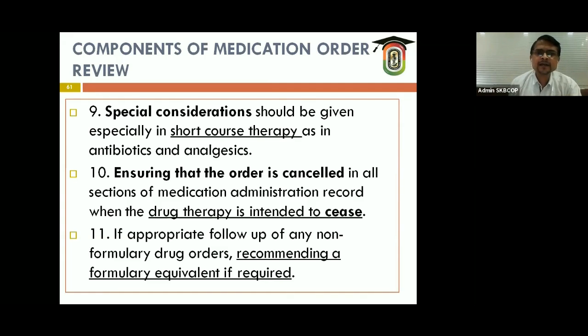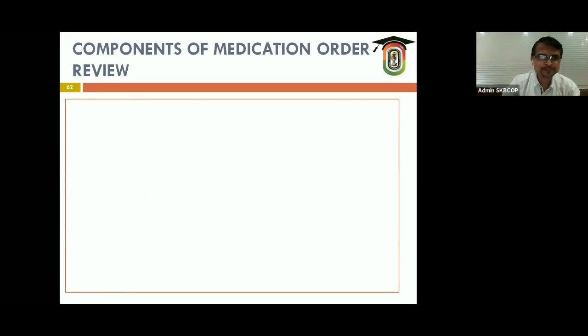ऐसा कोई एक आधा ड्रग है जो फॉर्मुलरी में नहीं है और वो लिखा गया है, सो फार्मासिस्ट का काम है कि उसका कोई इक्विवेलेंट अगर फॉर्मुलरी में है तो रिकमेंड करने का. ठीक है, so if any drug which is not a part of formulary, but if there is certain other medication which is equivalent to the first drug, that could be recommended as a part of review process.